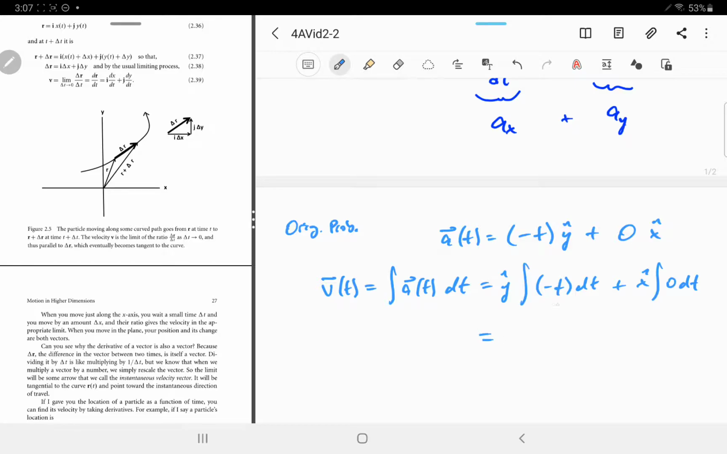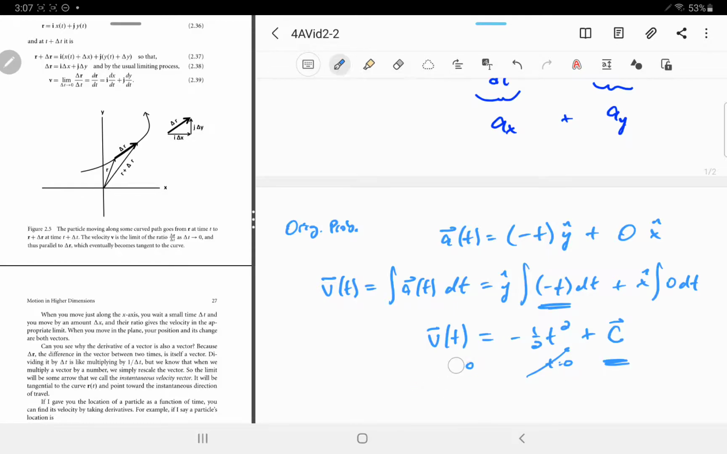The only thing we have to evaluate here is the minus t. So this is minus 1/2 t squared. I wrote this as an indefinite integral, so the velocity as a function of time is this plus a constant vector. That vector is going to be a special thing. If we plug in t equals 0 right here, this term goes away. What that constant vector is, is the velocity when t equals 0.